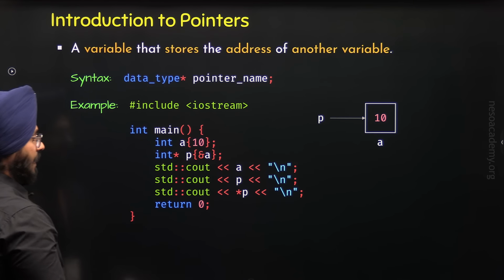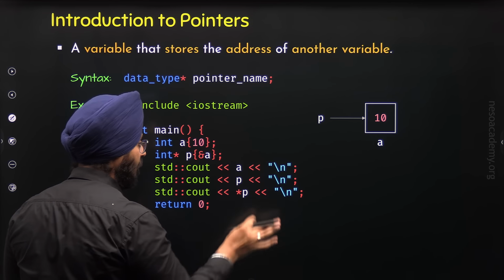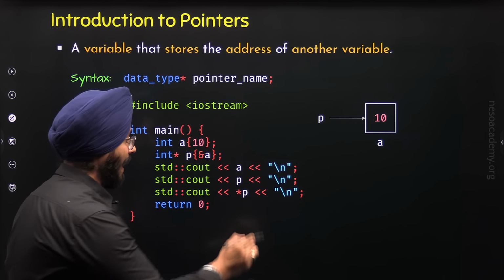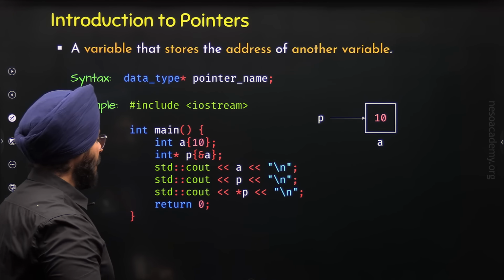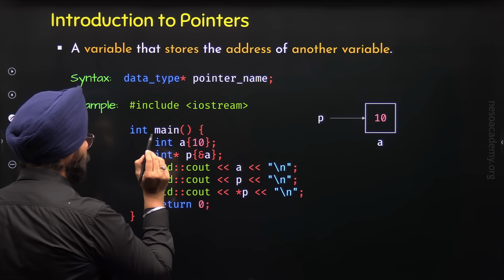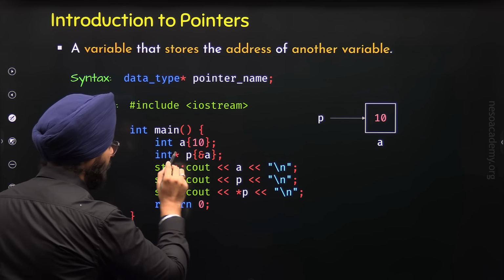Then after this, with the help of std::cout, I want to display the result of *p. Now what is the meaning of this *p? If we specify asterisk after the data type in the definition of the pointer, then it means that we are defining the pointer.